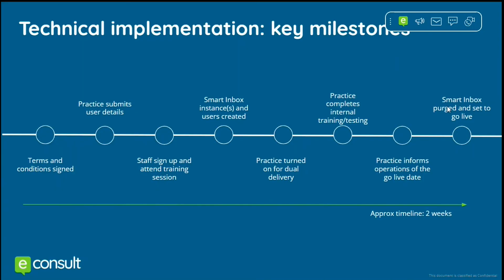So here we have our technical implementation timeline, highlighting some key milestones to you. So initially the terms and conditions will need to be signed, and then your practice will need to submit its user details. Your staff are then able to sign up and attend a training session, and then the Smart Inbox instances and users will be created at our end. Your practice will then be turned on for dual delivery, and then you will be able to complete some internal training and testing. Once the training testing has been completed, you are able to then inform our operations team of your desired go live date, and then your Smart Inbox will be purged and set to go live.